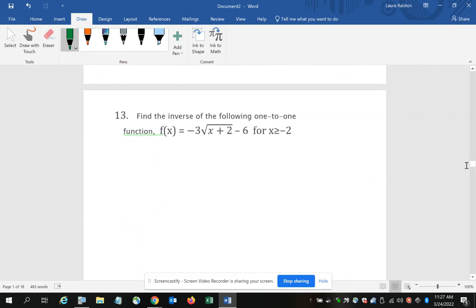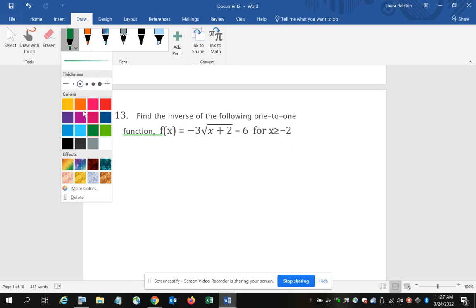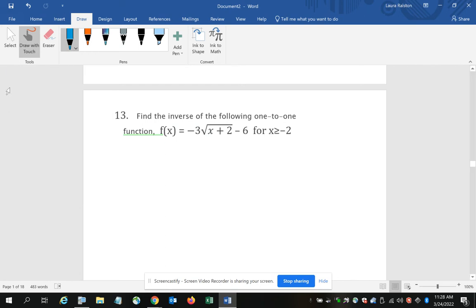All right, 13. 13 asks you to find the inverse of the following one-to-one function. It does tell you that it's one-to-one, so you don't have to worry about that. Again, this is a process. Step 1 in finding the inverse is I'm going to interchange x and y. So I'm going to rewrite this problem as x equals the opposite of 3 times the square root of y plus 2 minus 6.